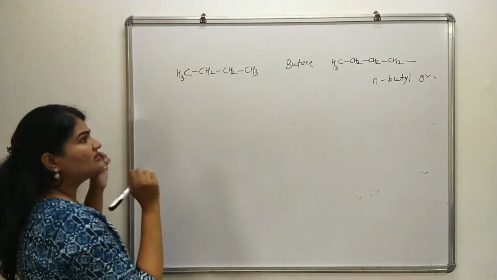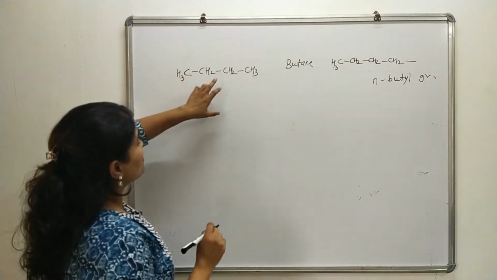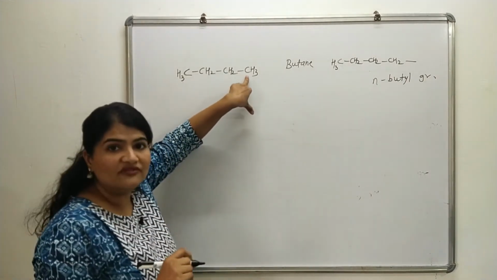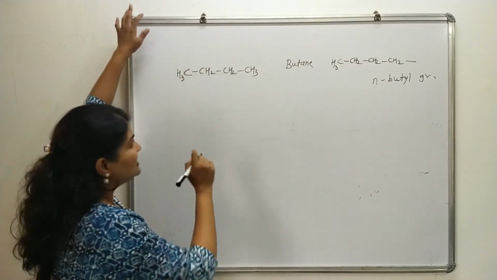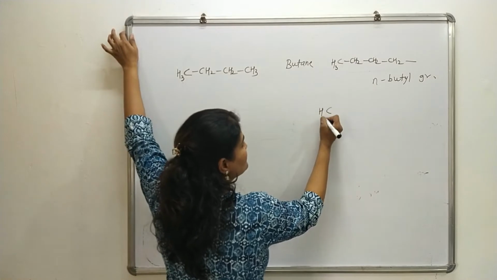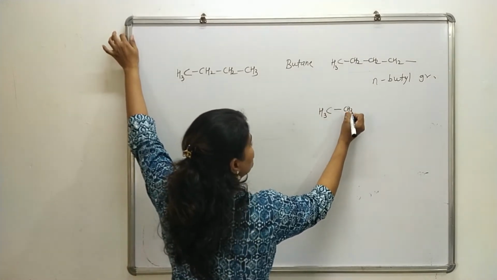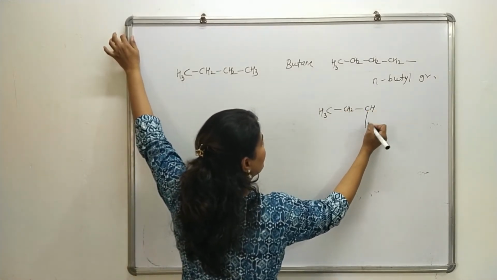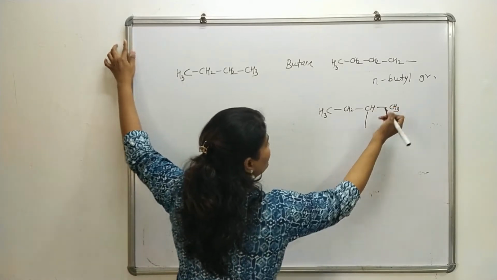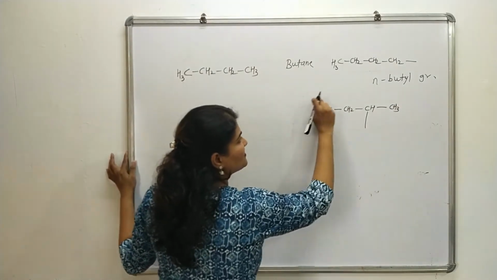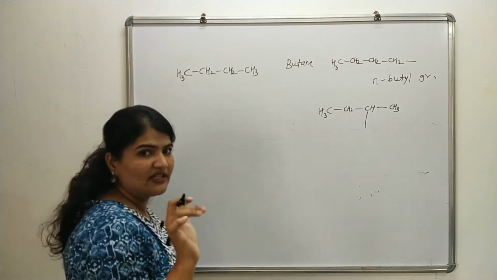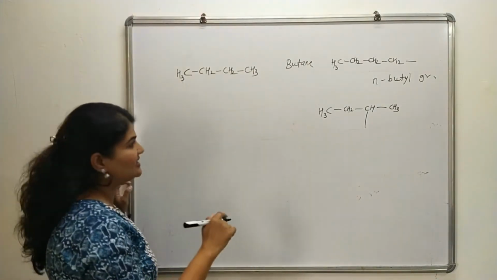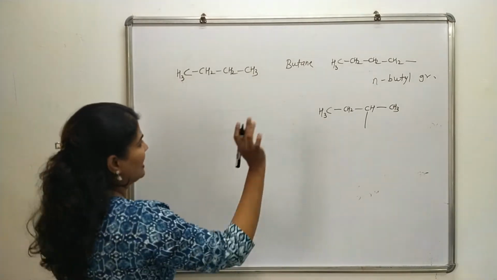Now the second possibility is that I don't remove the hydrogen from the terminal carbon, but from the middle carbons. Then what you will get is CH3, CH2, CH dash, CH3. Now this is something for which we have to give the names. But before that, I am going to give you another example. We will come to the name of that compound.